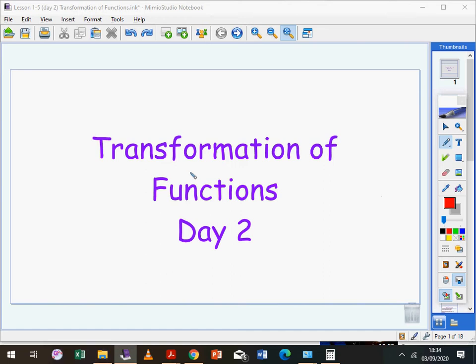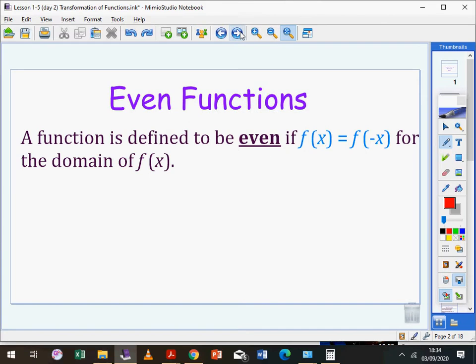Hi, today we'll talk about transformation of functions, and it's a continuation from yesterday's class where you looked at compressions, stretches, and so on for both vertical and horizontal on functions.